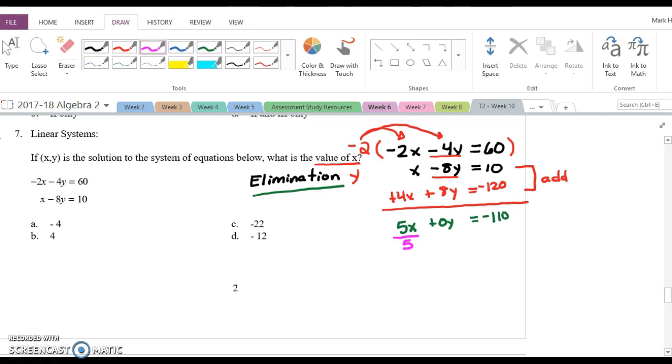Now as I divide both sides by 5, x equals negative 110 divided by 5, which is negative 22. That was my answer.